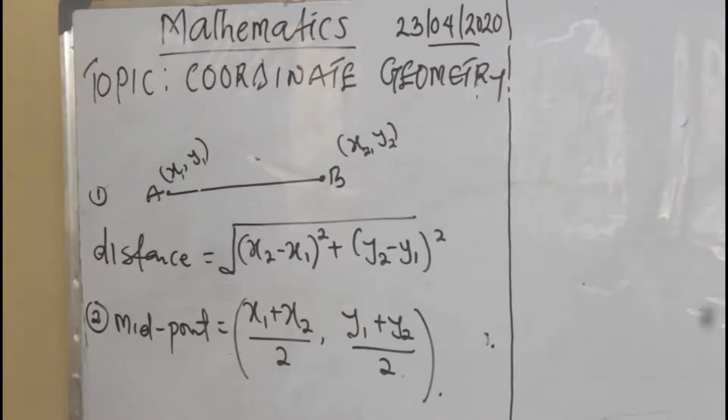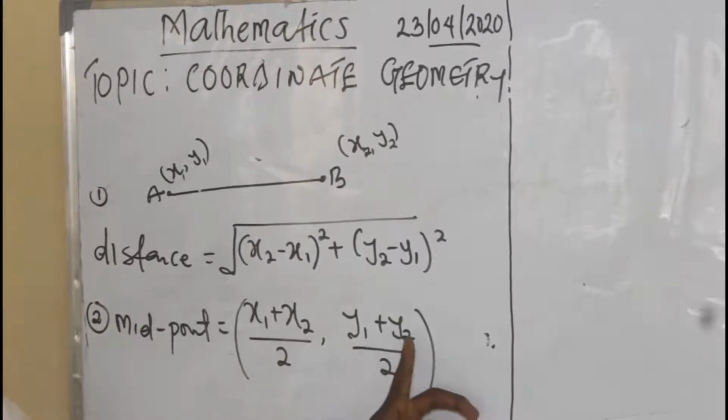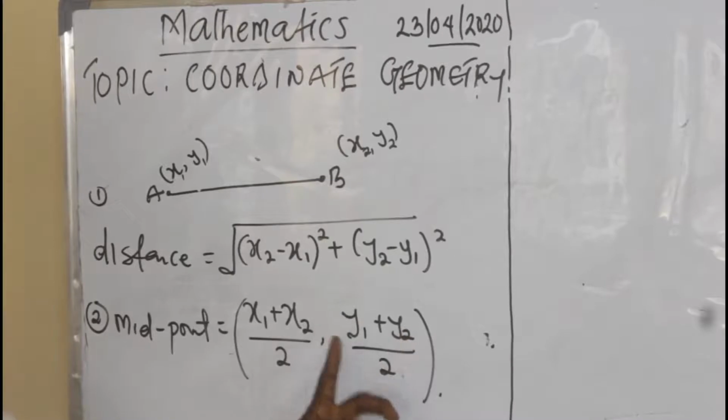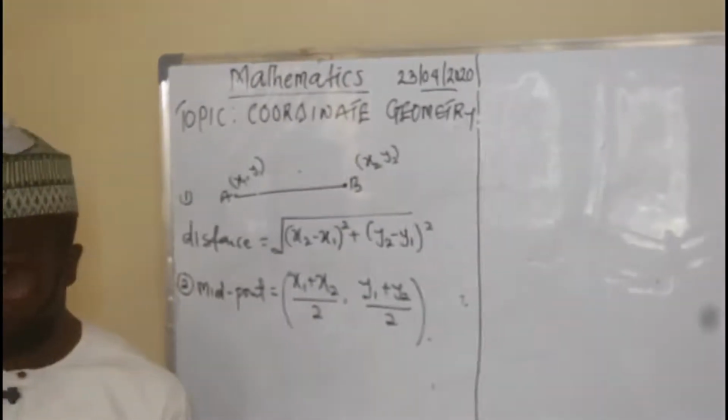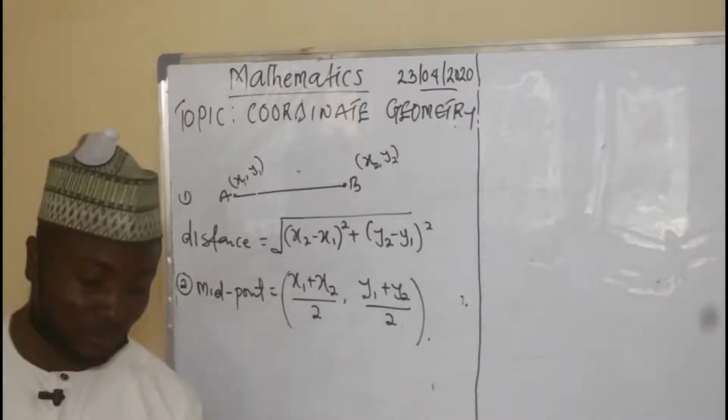In some books, they write it as x2 plus x1 over 2, and y2 plus y1 over 2. They are all the same. Either they said x1 plus x2 or x2 plus x1, they are all the same because addition is commutative. Are we together? The addition is commutative.